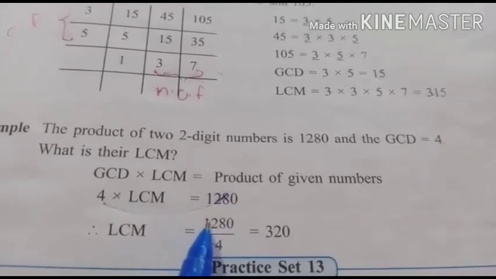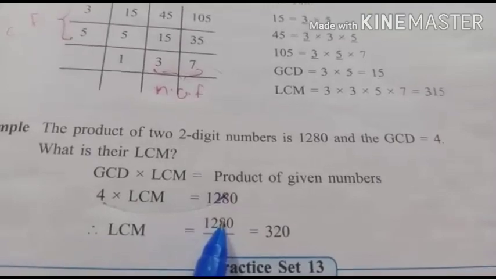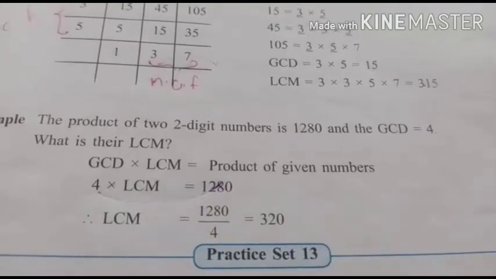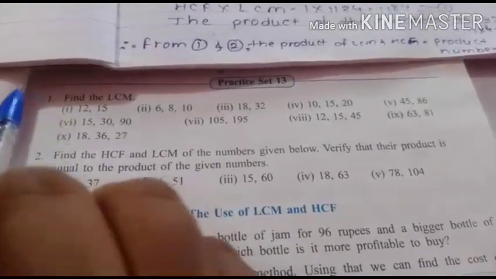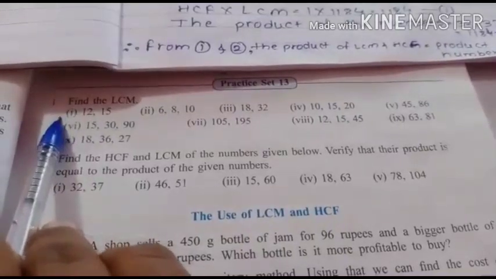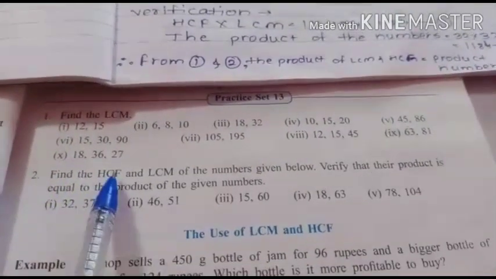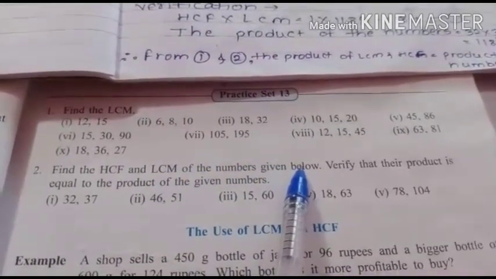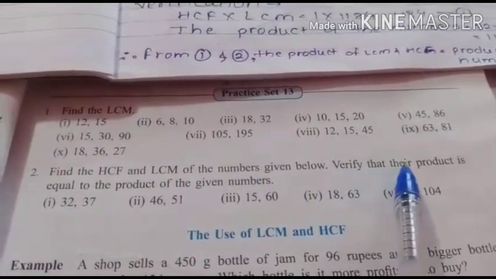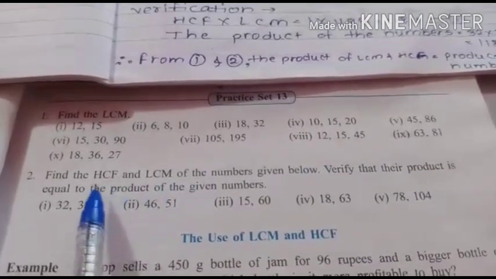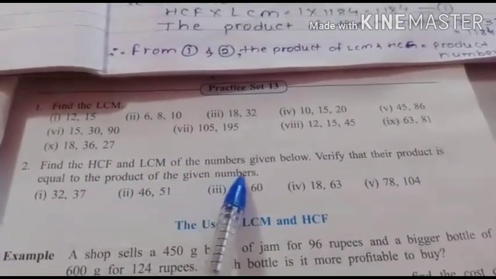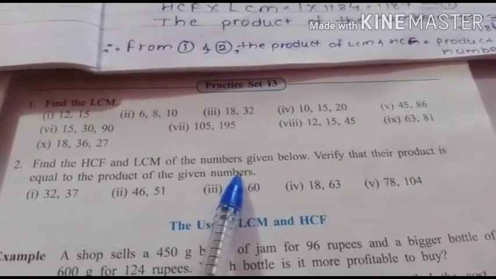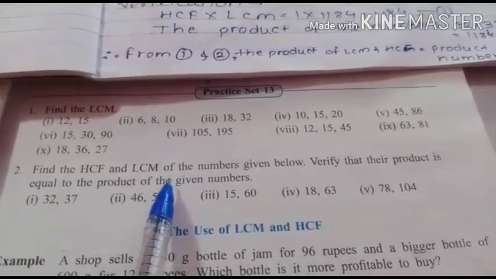4 3s are 12, 4 2s are 8, 4 0s are 0. Now we solved the first question. Now second question. Find the HCF and LCM of the given numbers below and verify that their product is equal to the product of the given numbers. That means we have to verify whether they are equal or not.